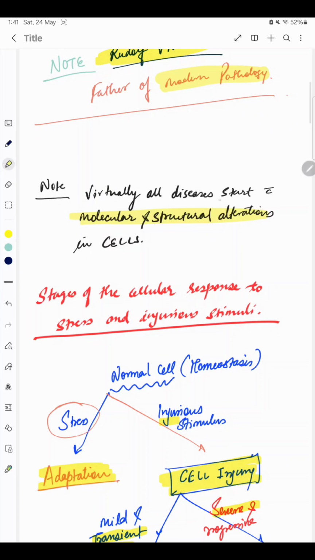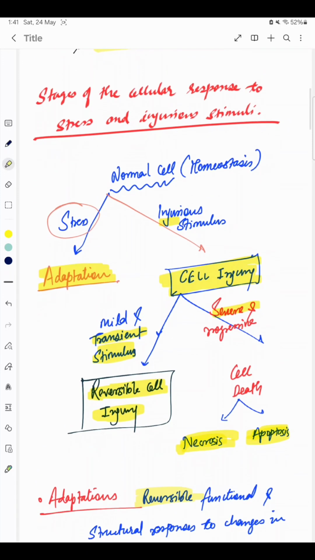Virtually all diseases start with molecular and structural alteration in cells. They start at the cellular level. Now we will discuss the various stages of cellular response when they are exposed to stress or an injurious stimulus. So what are the stages of cellular response? We have a normal cell in homeostasis.